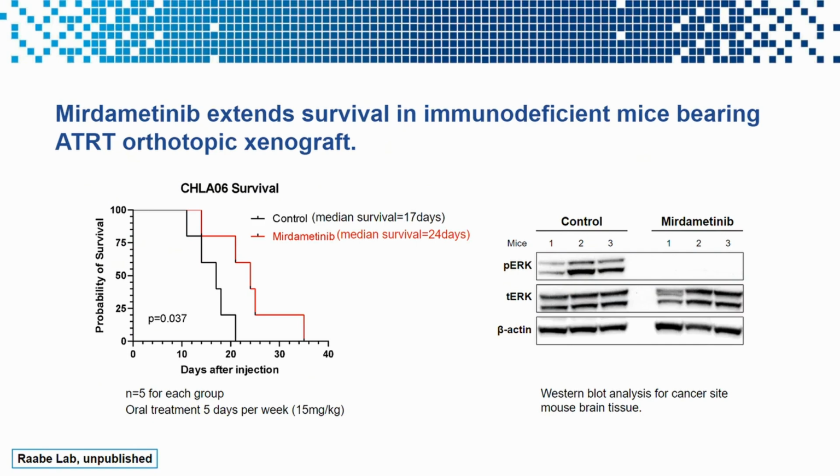On the left side is a Kaplan-Meier curve showing the survival data. We can see that the drug treatment was significantly increasing the survival from 17 days of the control group to 24 days of the mirdametinib treatment group. On the right side is a Western blot analysis using the cancer site of the mouse brain harvested at the end of the survival study. We saw decrease in phospho-ERK after drug treatment.